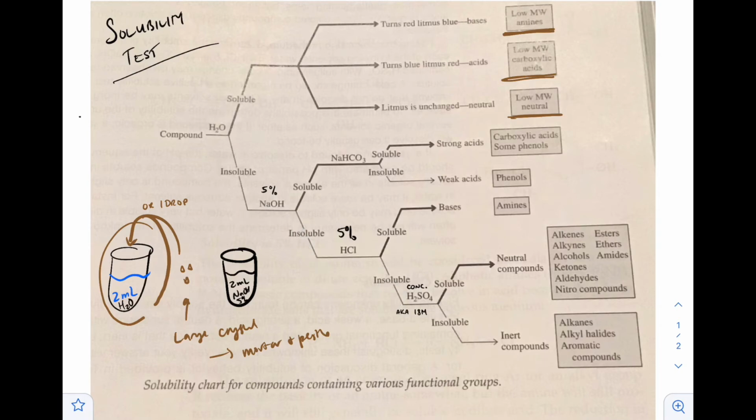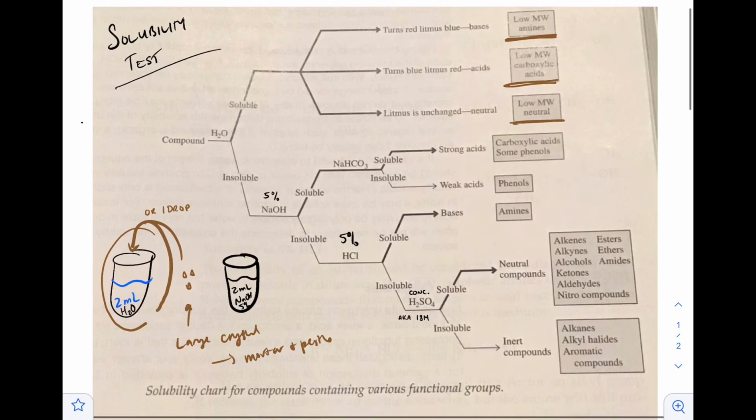So, here we go. Why is it? I already told you why it would be like a low molecular weight amine or carboxylic acid or neutral compound, right? Because they all have polar functional groups, right? Especially the amine and the carboxylic acid, and then the neutral compounds that could have like an alcohol or ketone or aldehyde, right? So those are polar functionalities, and that means they're going to be mildly polar if they're low molecular weight. So that's why they'd be soluble in water.